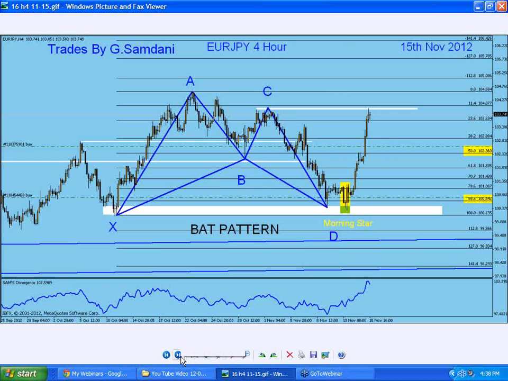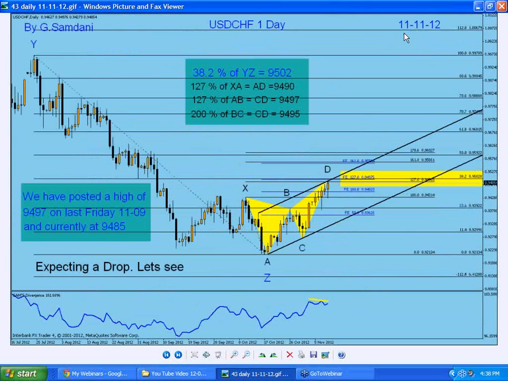So anyway, another one, it was on November 11, USD/CHF daily chart, and as you can see, all these Fibonacci calculations I already did and posted here, that this is how the pair is acting, this is what it's doing, and this is what it's going to be doing. So as you can see, we have posted a high here, currently at 94.85, and then I put here expecting a drop.